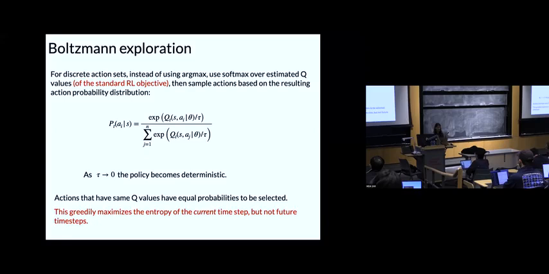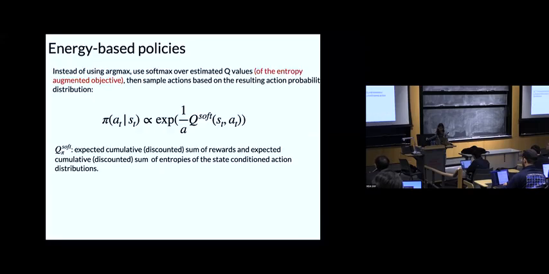Again, this greedily maximizes the entropy for the current time step, not for future time steps. It is much like the gradient entropy term that we saw earlier. Now, energy-based policies instead will take the exponent not of the Q, but of the Q soft, where the Q soft has been computed while taking into account that entropy.